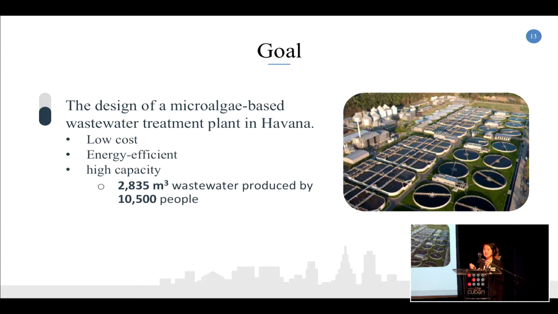So our goal is to design a microalgae-based wastewater treatment plant for a total of 10,500 people, to produce 2,835 cubic meters of wastewater per day, utilizing a low-cost, high-efficiency, and low-energy-need wastewater treatment plant. And this is modified from our original proposal, just scaled down by a factor, just for ease of presentation.